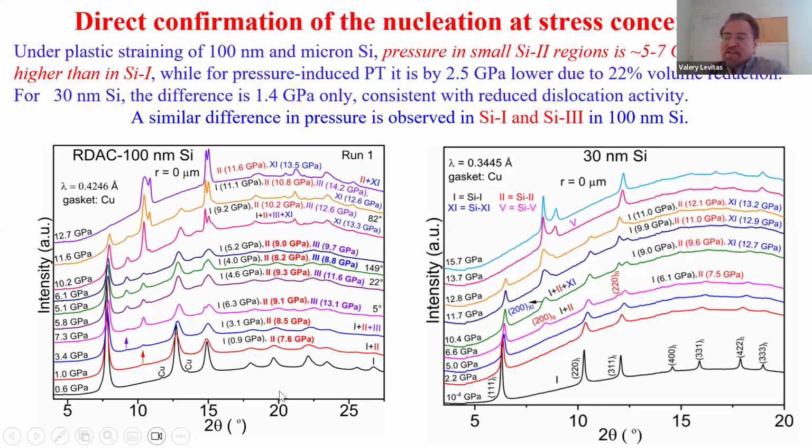At the very beginning of transformations, just after nucleation, when first nuclei appeared, you see that despite the 22% volume reduction, pressure in transformed small particles is 5-7 GPa higher than what we applied and what we have in parent silicon 1. So this is direct proof that there is a strong stress concentrator and it can be obtained only with dislocation pileup.